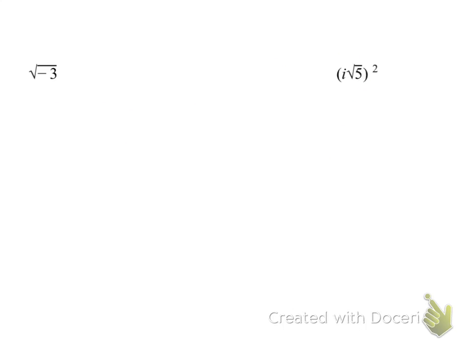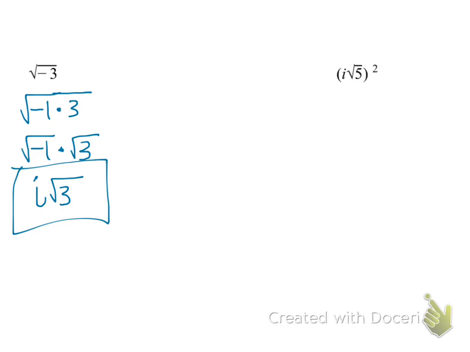And now some examples of when we use this. If we were to come across the square root of a negative number, so the square root of -3, we could rewrite this as the square root of -1 times 3. The square root of -1 times the square root of 3, which is i, because the square root of -1 is i, and we can't simplify the square root of 3.